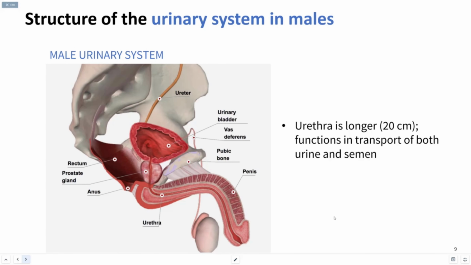On the other side, the male urethra is a lot longer. It's about 20 centimeters. It's the most dilatable portion of the urethra, and it's lined by transitional epithelium, and this region is called the prostatic urethra. The function here is that it transports both urine and semen.